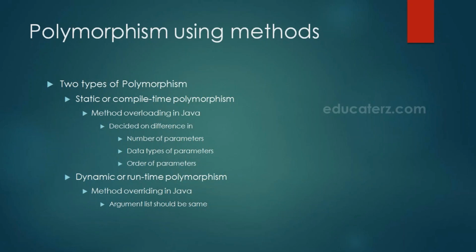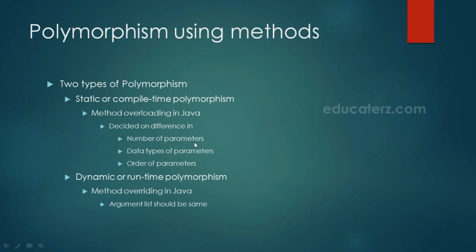Under this we have a concept called method overloading. Writing two or more methods with the same name but with different method signatures is called method overloading. And if I say different signatures, what is the difference? That is based on three things, like the number of parameters.